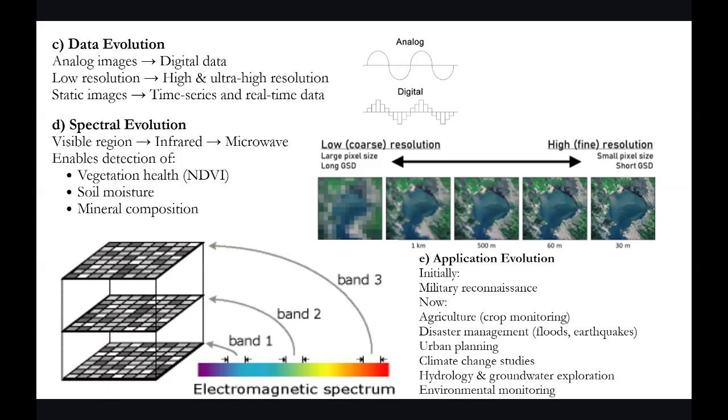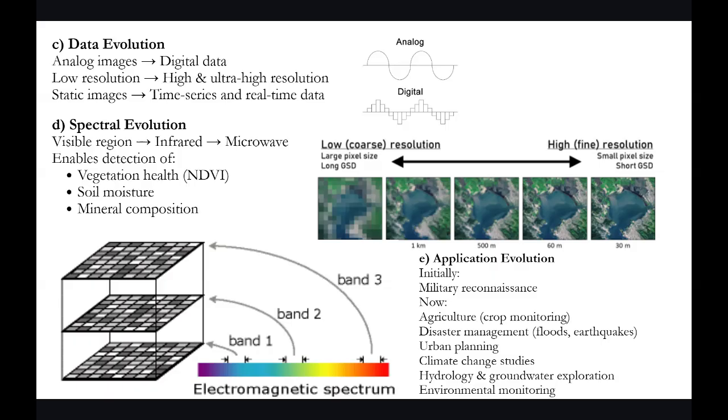So that is called real time data, where these geostationary satellites are constantly looking at just one portion of the land. Then coming to spectral evolution, while this data is also getting evolved, while the platform is getting evolved, while the sensors are getting evolved, the spectral evolution is also occurring.